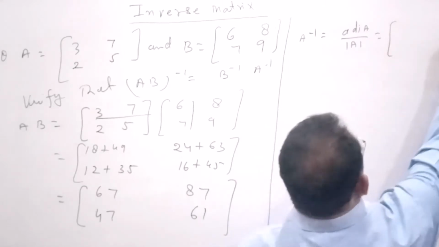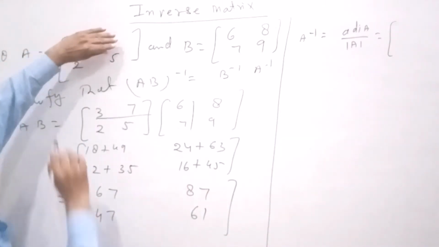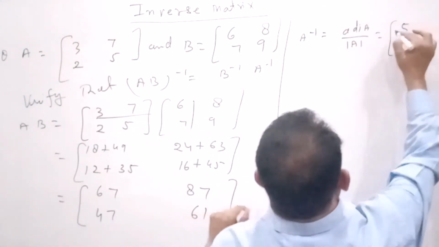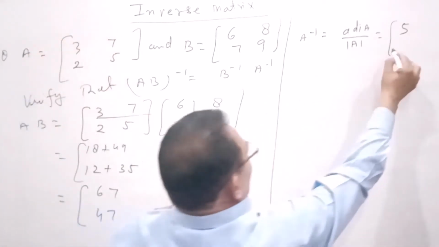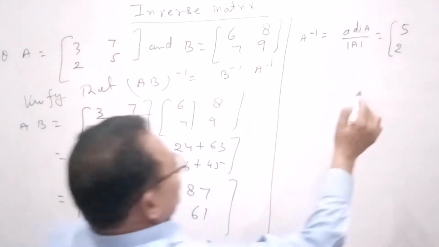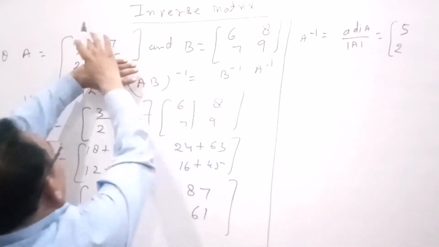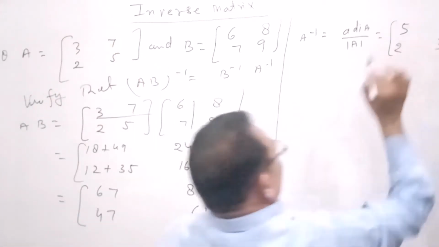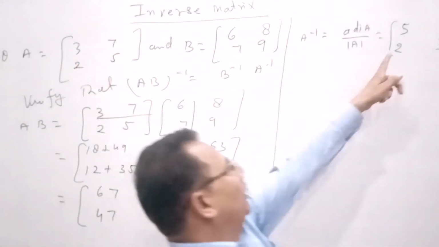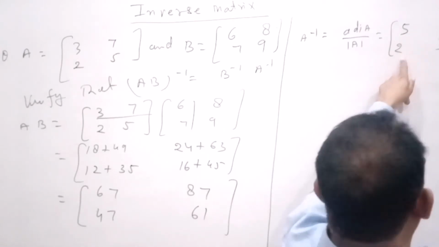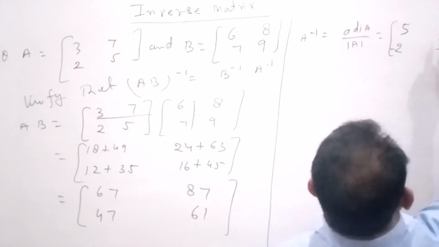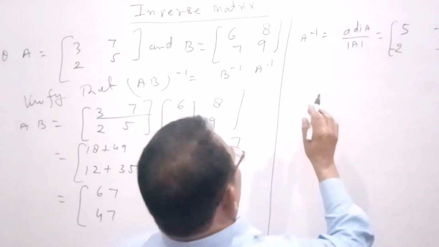Therefore the adjoint of A is the cofactor matrix. The first row and first column is 5, and that is 2, and that is 3, this element 7, and that is 3. Now the position of the element, this is the A11, A12 minus of this. So this is the A inverse.